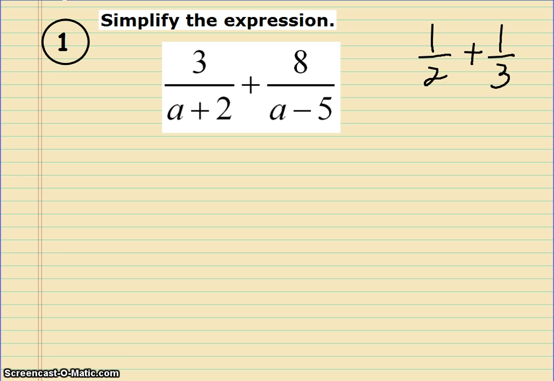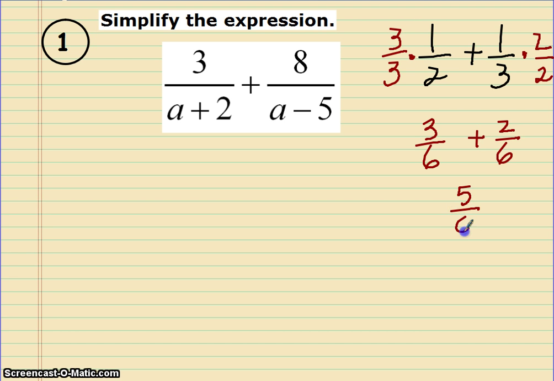get a common denominator, we have to multiply each fraction by 1 disguised as something else. So we'd multiply this fraction by 3/3 because that's still just the number 1. I multiply this fraction by 2/2 because again that's the number 1. This becomes 3/6, which is still equal to 1/2. This becomes 2/6, which is still equal to 1/3, and then we get 5/6 as an answer.